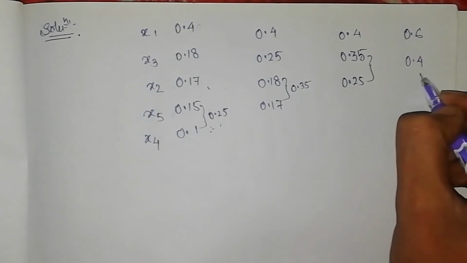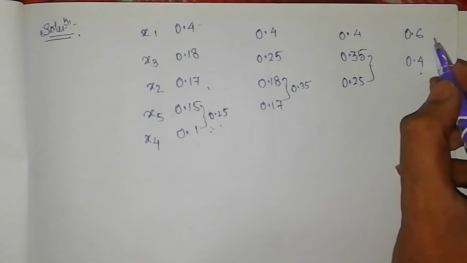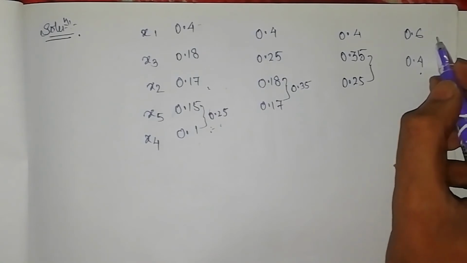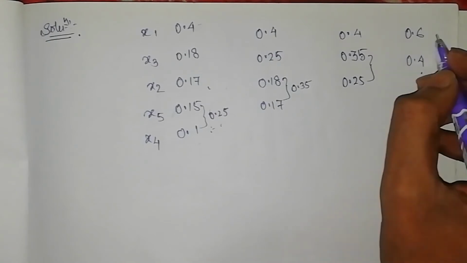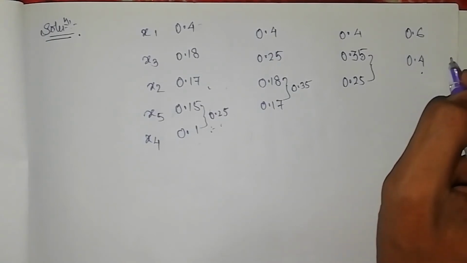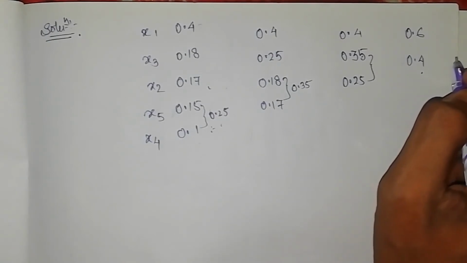Now the third step says that when the last reduction is achieved, we will start assigning the values from the last reduction up to the first column until the first column is reached. The third step says that the higher probability will be assigned 0 and the lower probability will be assigned 1.